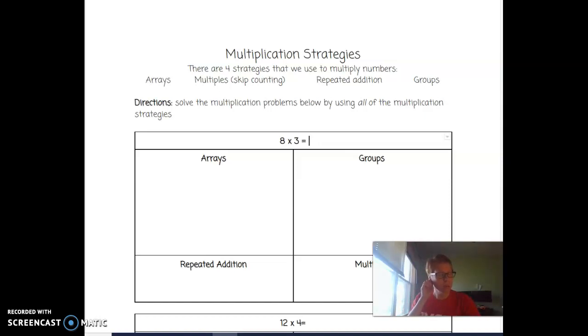When you're done with this paper, please put it in the pathway section and move on to the next step.